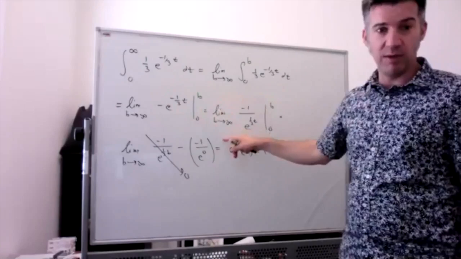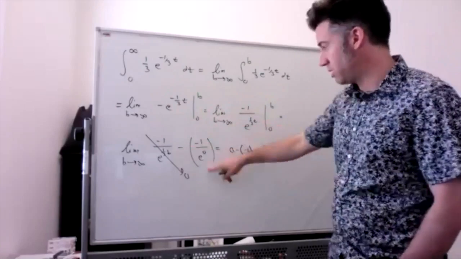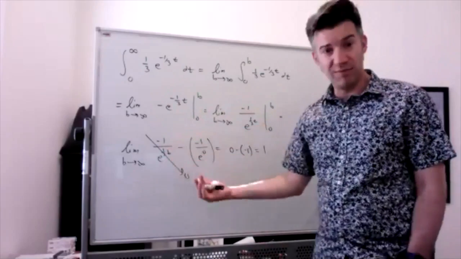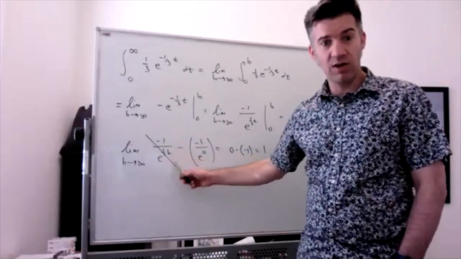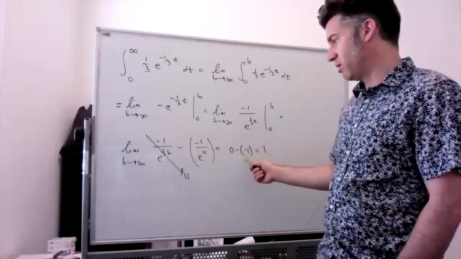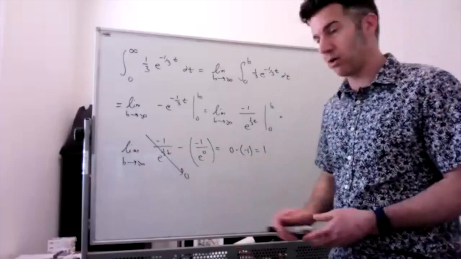The limit of that as b goes to infinity, from 0 to b. We plug in the b, we plug in the 0, and negative 1 over e to the 1/3 b as b goes to infinity: this denominator is going to get infinitely large, so this fraction is going to get infinitesimally small. So we get 0 minus negative 1, which ends up being 1, which we already knew it was supposed to be, but it's still good to see the work.